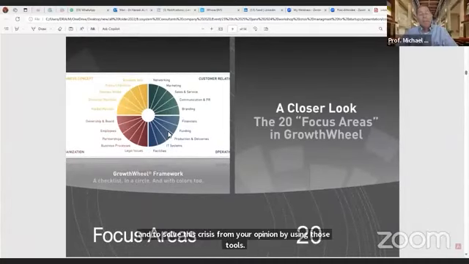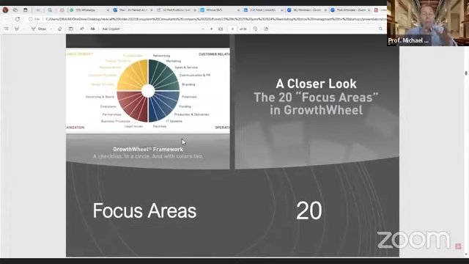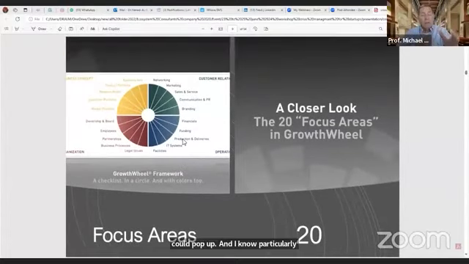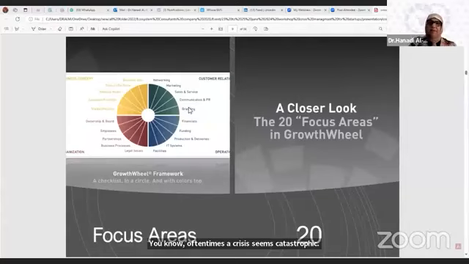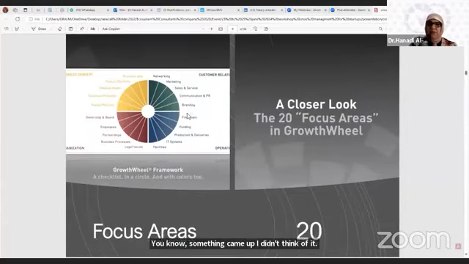Exactly. And this seems to be very comprehensive, and it looks like it covers all the areas where a crisis could pop up. And I know particularly for small new entrepreneurs, oftentimes a crisis seems catastrophic. Exactly. This is not just comprehensive, Professor Mike. This is a practical tool. This tool is an active tool.